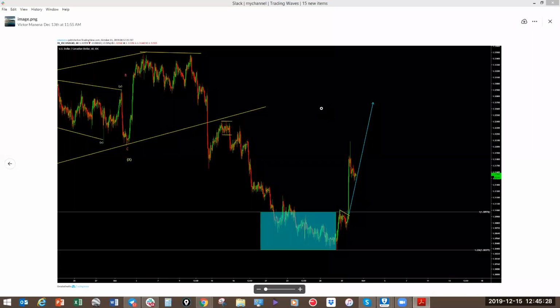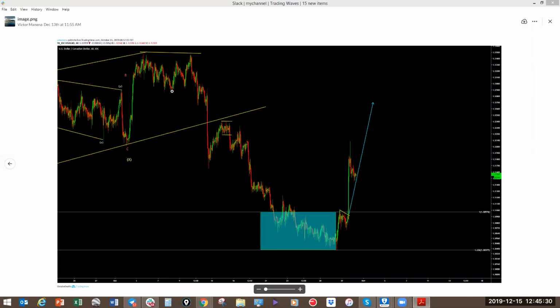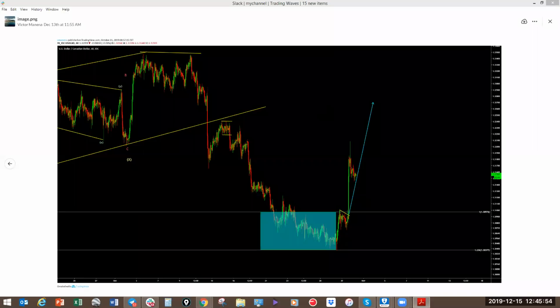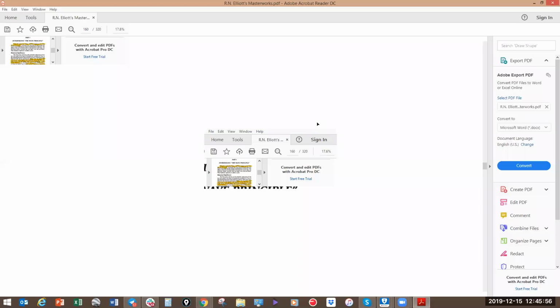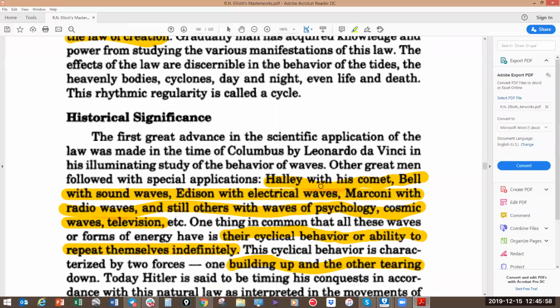Okay, so even the charts are not just random. They don't just appear randomly. They move with a specific law. And if you can understand and study this law, then you will be able to understand how the market moves. Okay, so now I'm going to quote something from Masterworks, so let me bring it up here so you can all see what Elliott's view is on fundamentals.